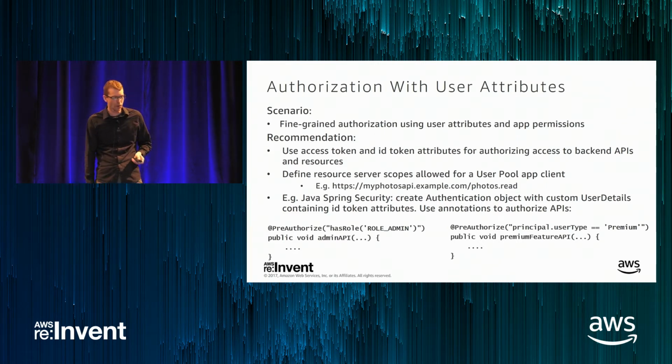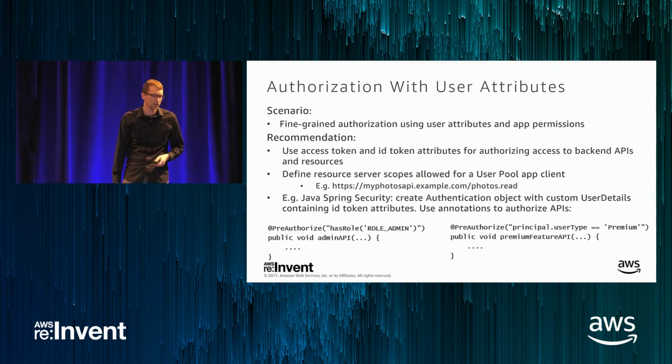If you have an OAuth2 based server that understands scopes, you can associate scopes with your app clients so that it's much less effort to do some work there. And if you're using a framework like Spring Security, this is just a quick example here, you can create an authentication object using the claims from the ID token, and then you can use annotations to decide whether somebody has access or not to an API.